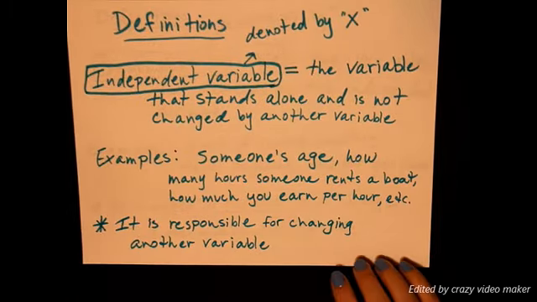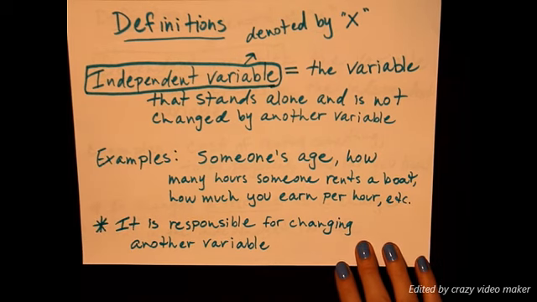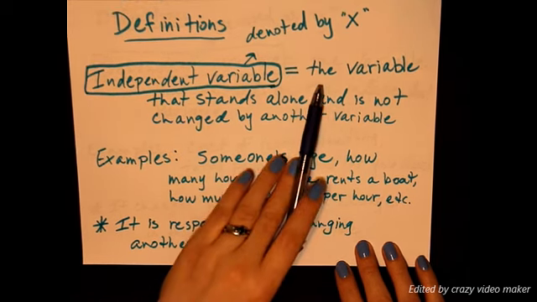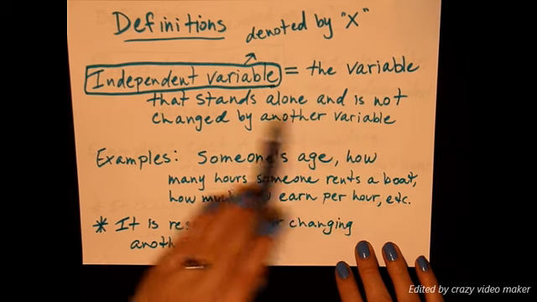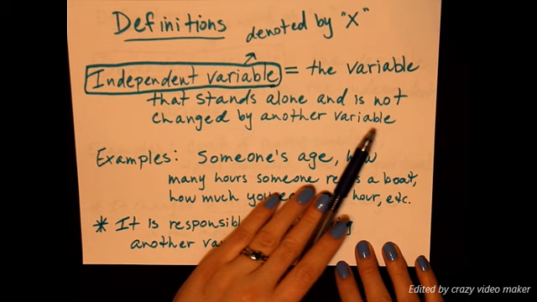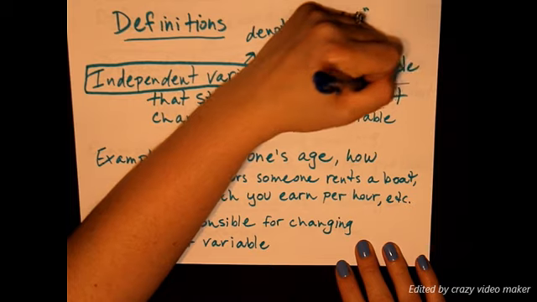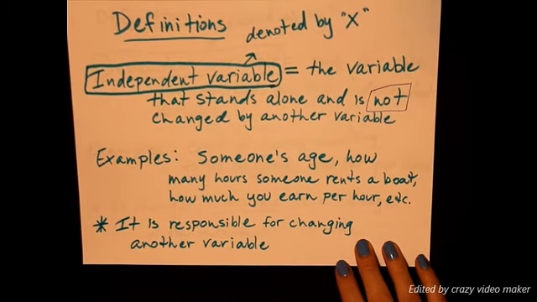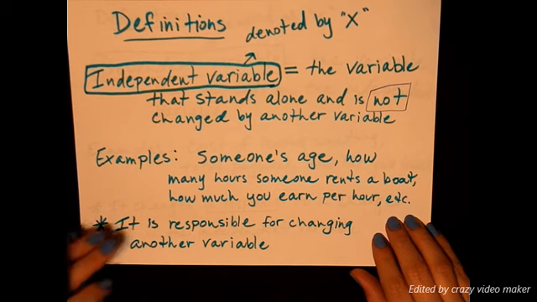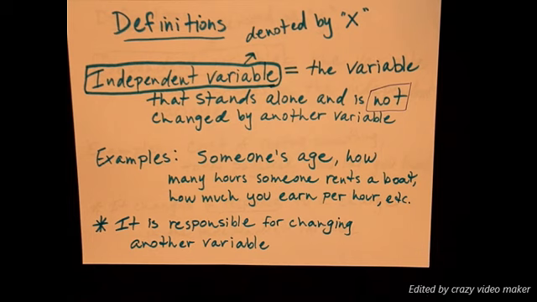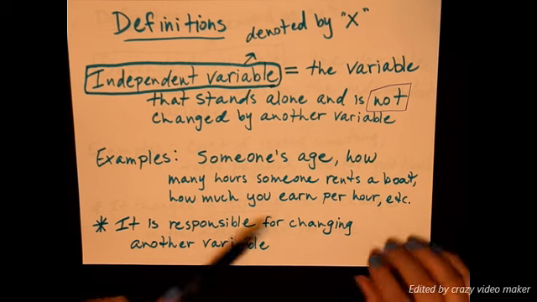Our next definition is independent variable. And we talk about the independent variable and we label it with X. Okay, the independent variable is the variable that stands alone and is not changed by another variable. Key thing here, it is not changed by another variable. Some examples of an independent variable would be somebody's age. You know, nothing affects their age except for when they are born. So nothing controls how old they are.